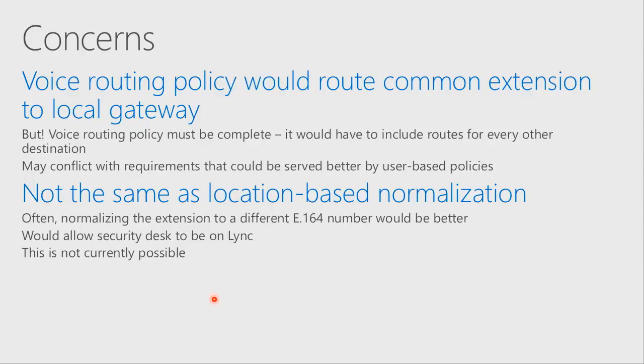When I get down to the site level and I say at the site, if you're in this site, route 5000 to this gateway, for the emergency desk, that same policy has to route every other call as well. So if I just only put 5000 in there, then I wouldn't be able to call PSTN numbers, right? So I've got to say, well, what happens if they call +1 or +44 or any other international number? So you can't just say, I only want to do location-based routing for this number. If you set it up, you've got to have routes for all your numbers there, okay?